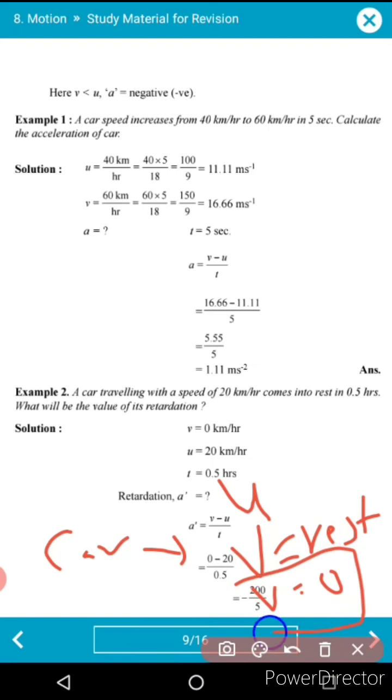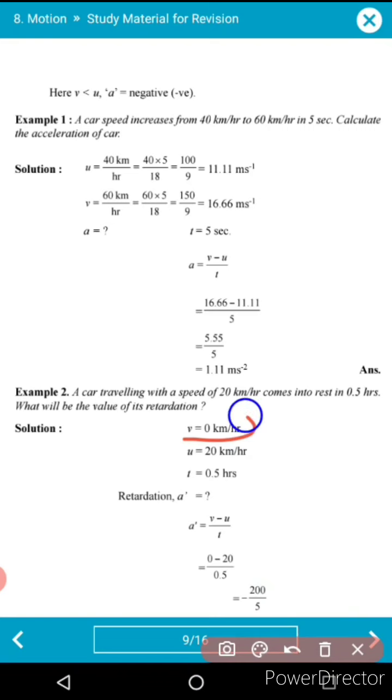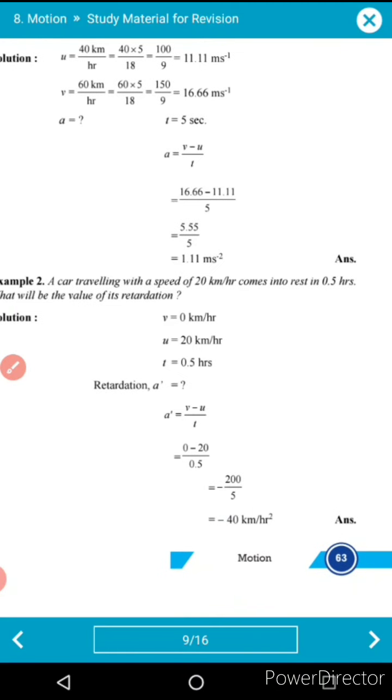So the car's final velocity is what? 0. Understood? So here the final velocity of the car is 0, but initially the car is going with a speed of 20 km per hour. So we need to convert 20 km per hour into meter per second. So here the retardation is again the deceleration. It is velocity change upon time. So apply 0 minus 20, so we are getting 200 upon 5. After solving this, we are getting minus 40 km per hour square.